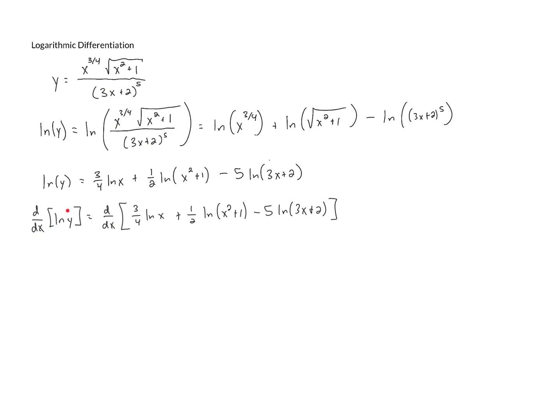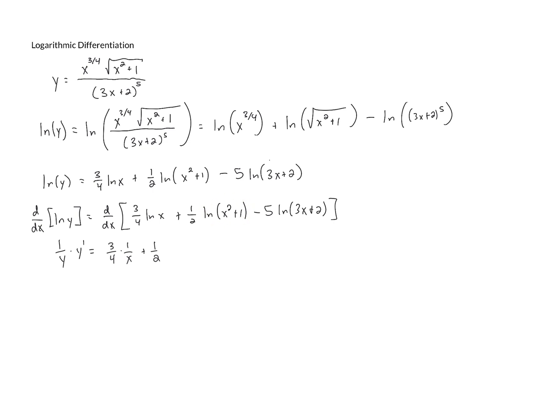On the left-hand side, the derivative of ln of y is 1 over y, but then times y prime, because remember, we're differentiating with respect to x, and y is a function of x, so we've got the chain rule there. Now, on the right-hand side, if we look at these three pieces separately, when we differentiate 3/4 ln of x, that's just going to be 3/4 times the derivative of ln of x, which is 1 over x, plus 1/2 times the derivative of this logarithm.